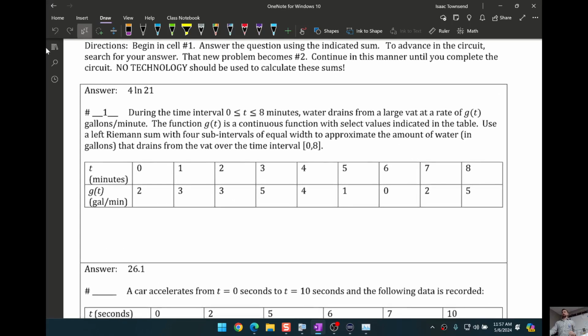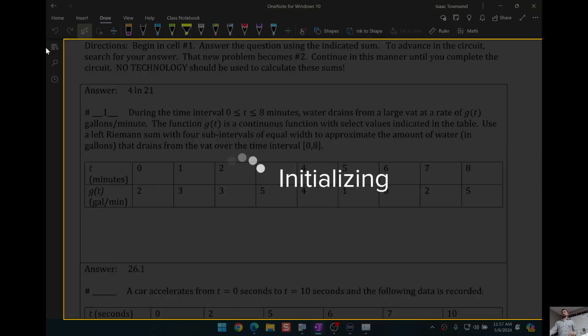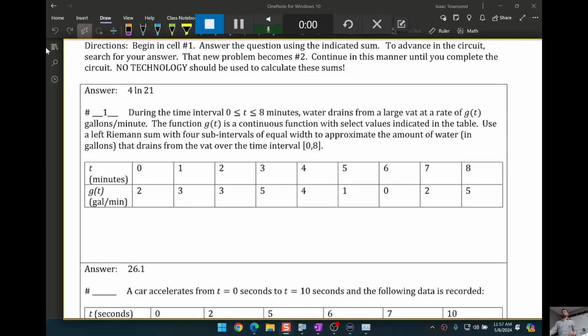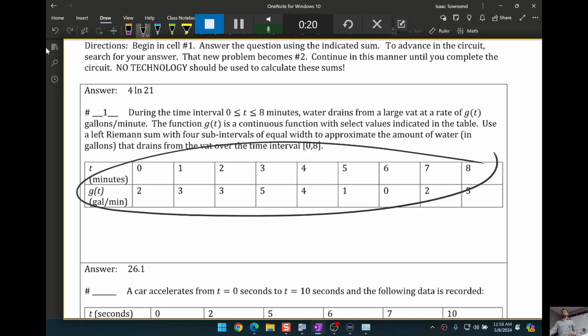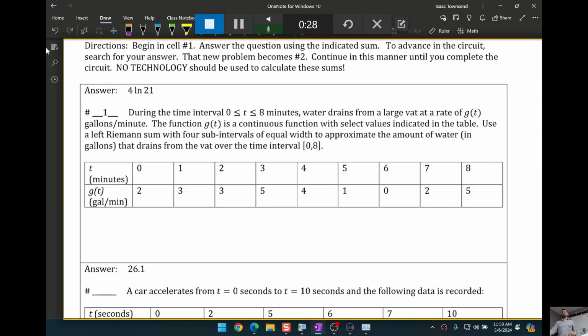Okay, so let's go ahead and look at one of these Riemann sum questions, just as a quick little reminder. If we read all the way through this, remember Riemann sums is just a way to estimate the area under a curve. I don't know that I'd recommend this, but you could always make a little graph and just plot these points. You could plot the points (0, 2), (1, 3), (2, 3), (3, 5), (4, 4), etc. And that would give you a visual if that's easier for you.